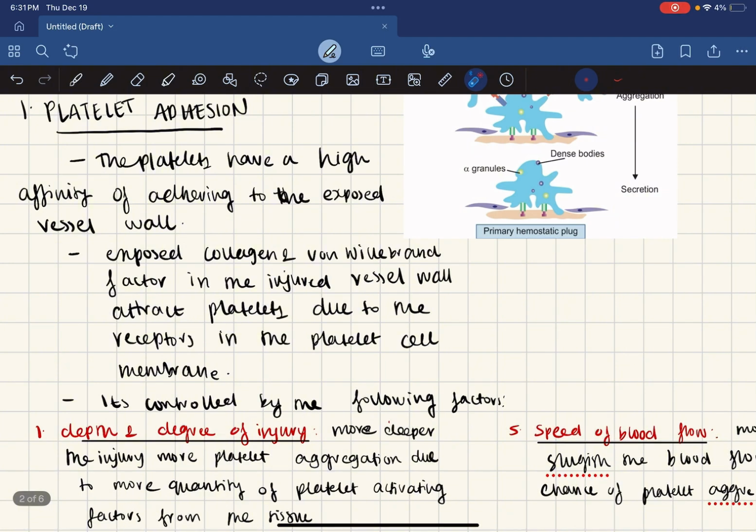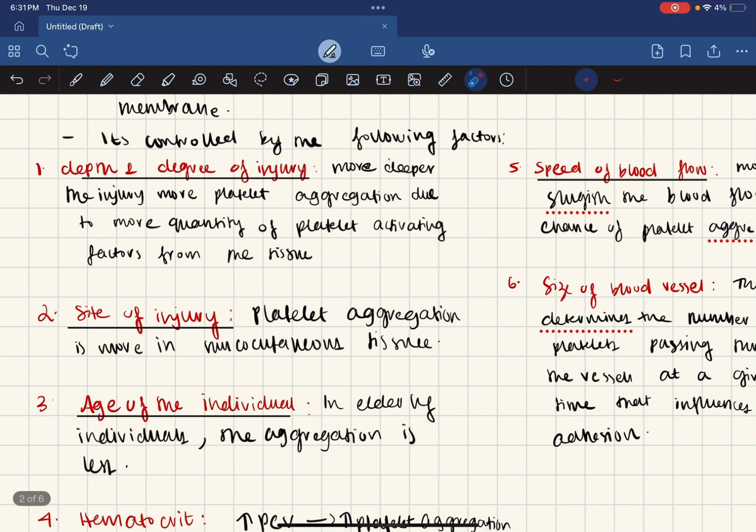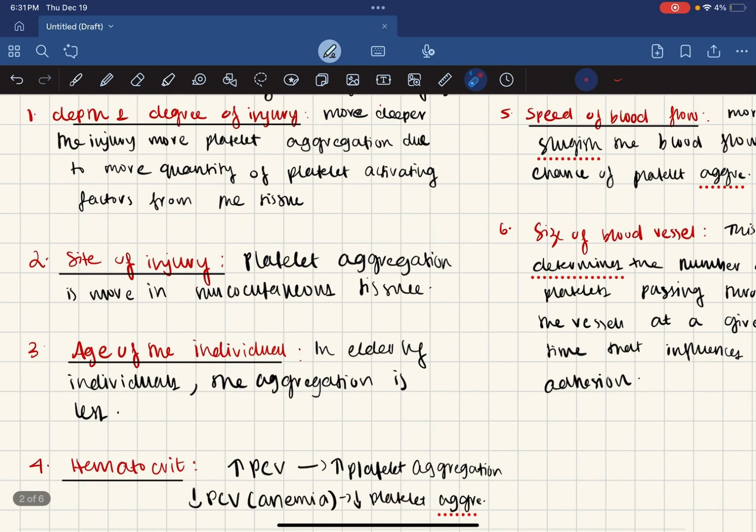It is also controlled by the following factors. It obviously depends upon the depth and the degree of injury. The deeper the injury, the more platelet aggregation, due to more platelet activating factors being released from the tissue. Then it also depends on the site of the injury. Platelet aggregation is usually more in the mucocutaneous tissue compared to other regions. Then, coming to the age of the individual, platelet adhesion and aggregation is mainly less in elderly individuals.